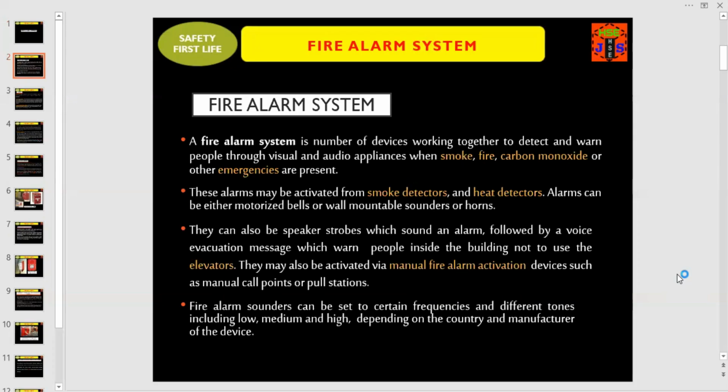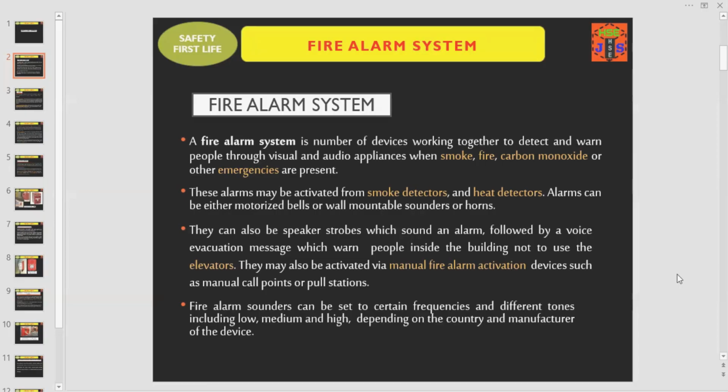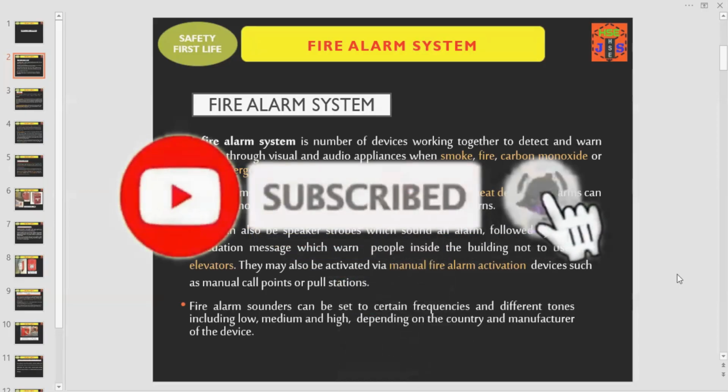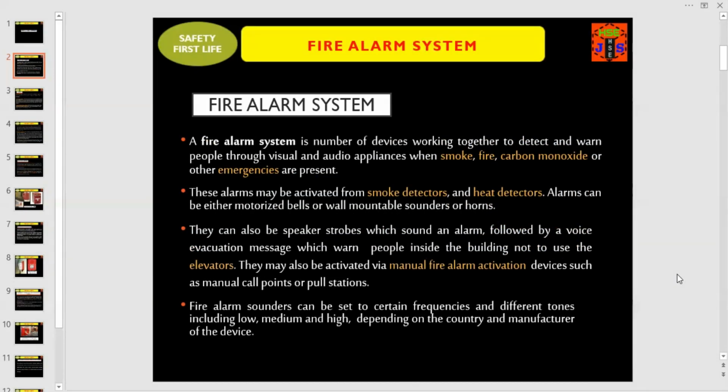Dear friends and colleagues, a fire alarm system is a number of devices working together to detect and warn people through visual and audio appliances when smoke, fire, carbon monoxide, or other emergencies are present. These alarms may be activated from smoke and heat detectors. Alarms can be either motorized bells or wall-mountable sounders or horns. They can also be speaker strobes, which sound an alarm, followed by a voice evacuation message, which warns people inside the building not to use the elevators.